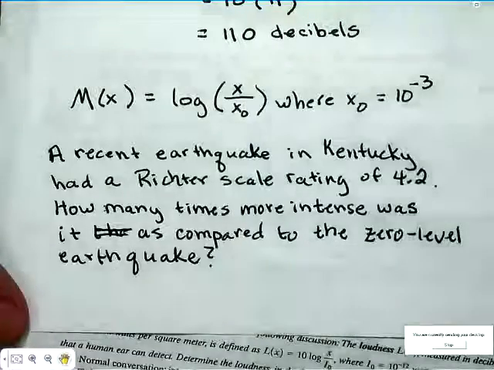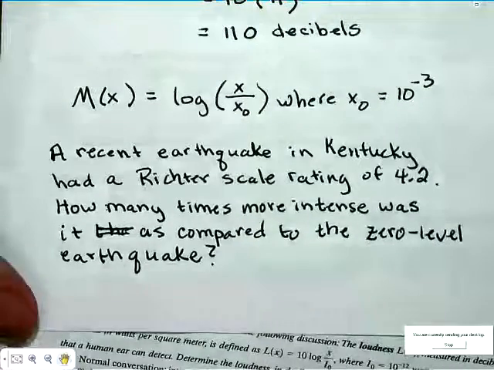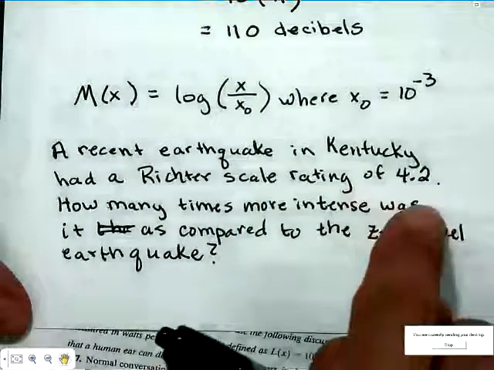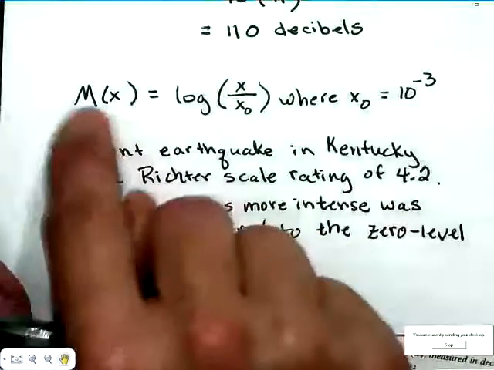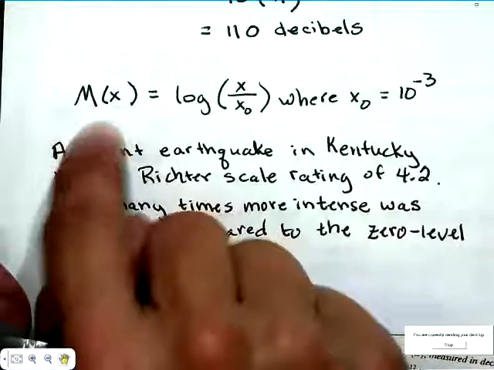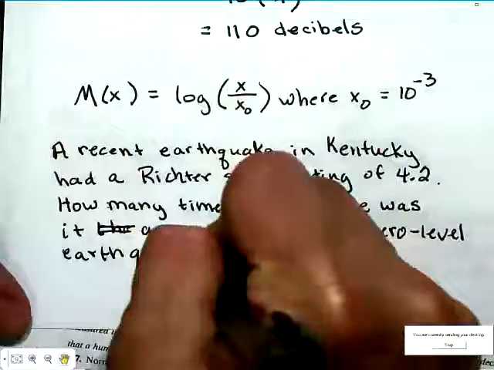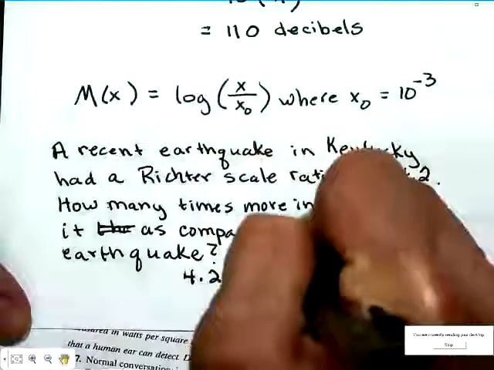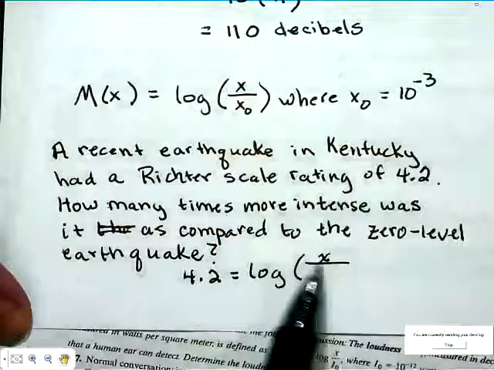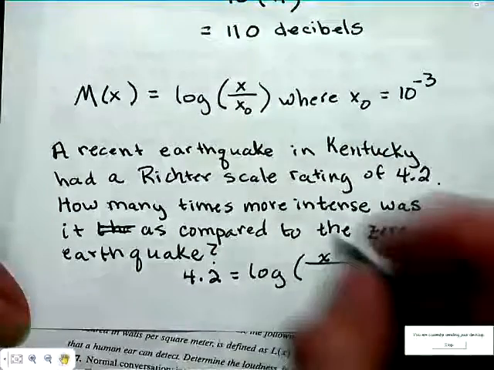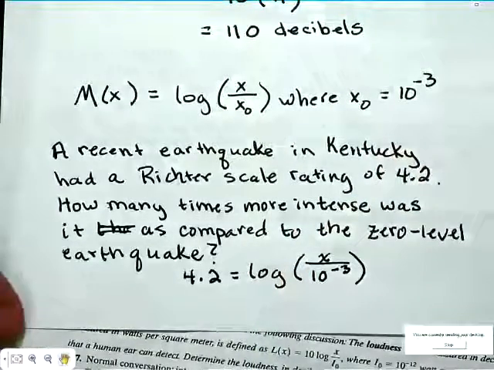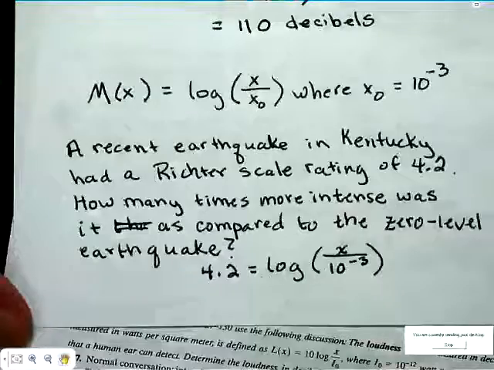Kevin, were you going to say something? Yeah, the 4.2 is the Richter scale rating. That's what goes here. This is a formula for a Richter scale rating. So put 4.2 in place of the magnitude of that earthquake. 4.2 equals log of, we're trying to find the intensity of the earthquake in Kentucky. So we need to compare it to the intensity of the little bitty almost nothing earthquake, and that was given to us as 10 to the negative 3.